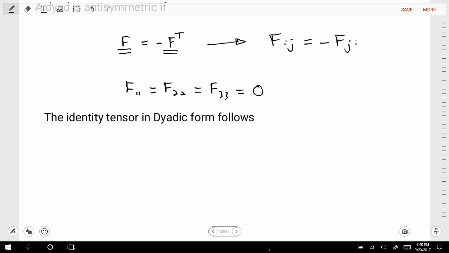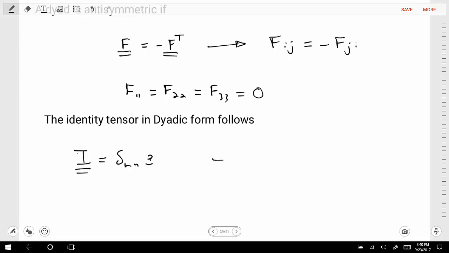Now, we can also describe our identity tensor in dyadic form, where identity is equal to the Kronecker delta's elements, m and n, times the base vectors m and n. Excuse me, this pen is acting up.